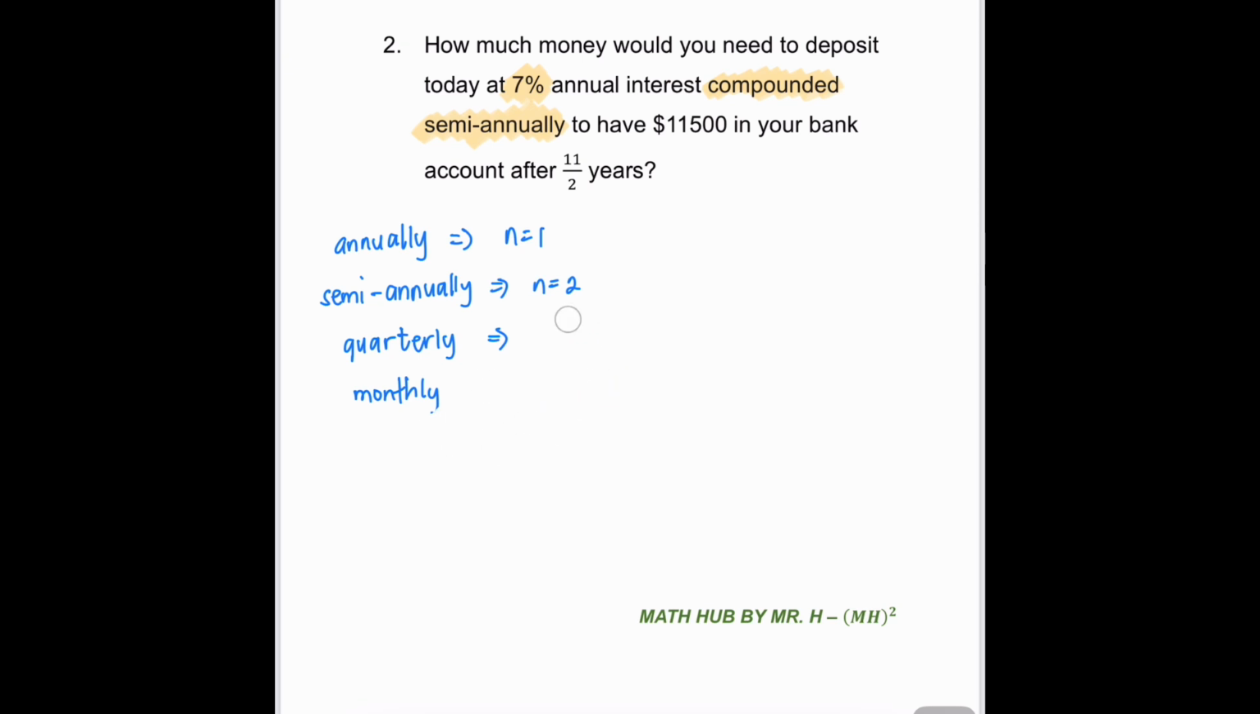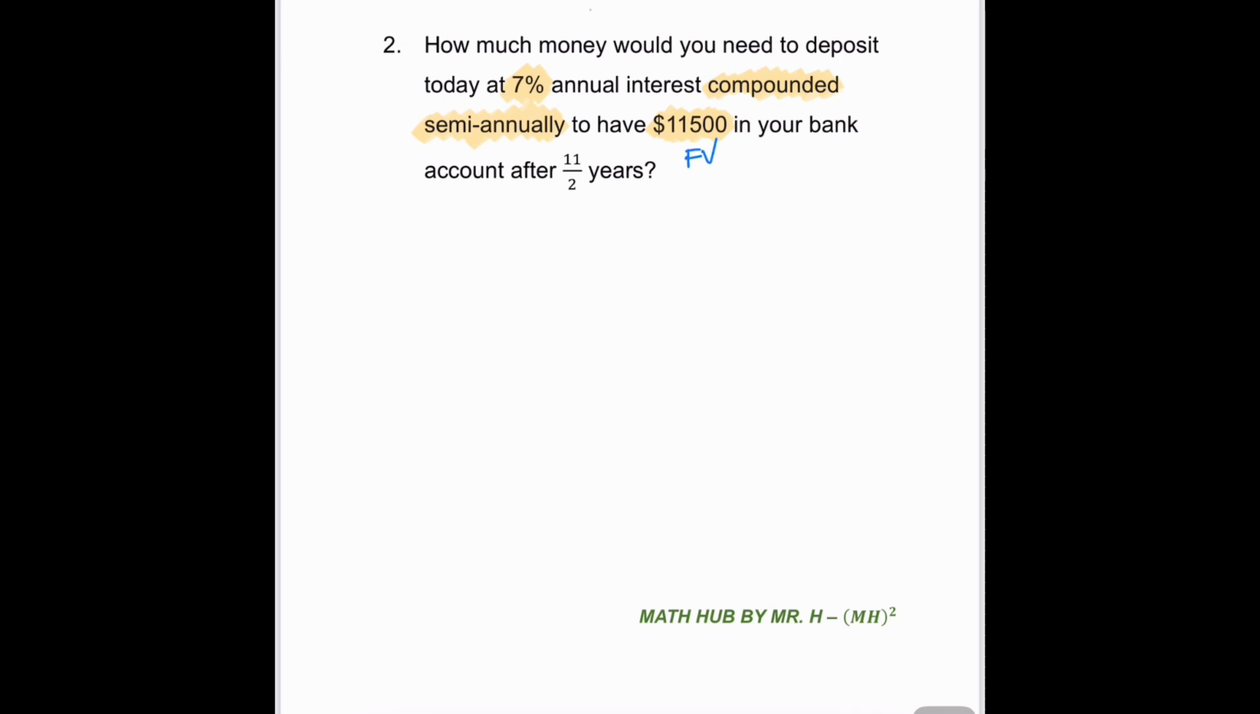All right, so going back to the question, annual interest of 7%, compounded semi-annually. So semi-annually will be n equals 2. And here, so this is actually your future value, right? This is future value.